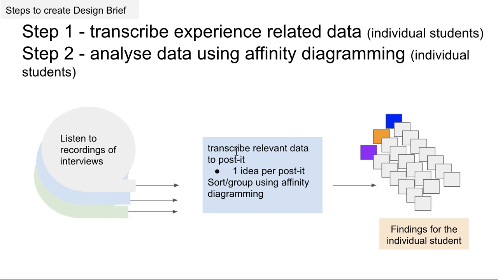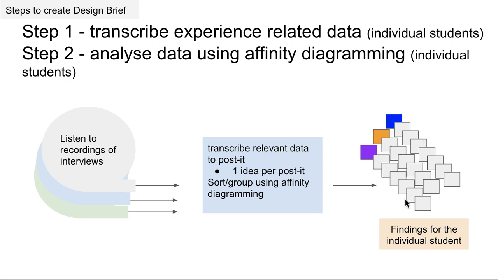And then individually, you transcribe the relevant data to post-it notes. And as I said in the affinity diagramming video, one idea per post-it. And then you start sorting and start creating an affinity diagram. And so you end up with, individually, findings for the individual students. So this set of findings.